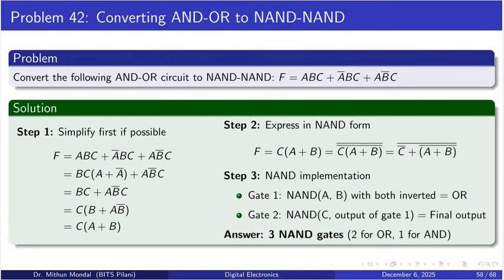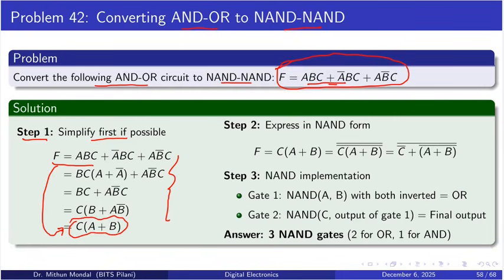Problem number 42, where we need to convert AND-OR to NAND. So convert the following AND-OR circuit to NAND. Here you have the function which is to be implemented, and this function can be implemented using different steps. Step 1, simplify first if possible. If you look at these terms, we need to simplify. We have already learned in the previous tutorial how to simplify it. So we'll get C into A plus B.